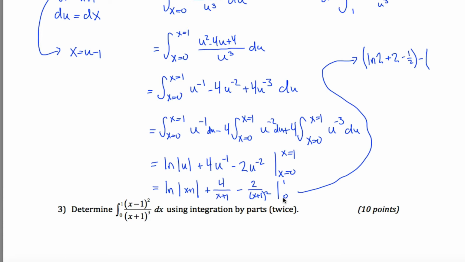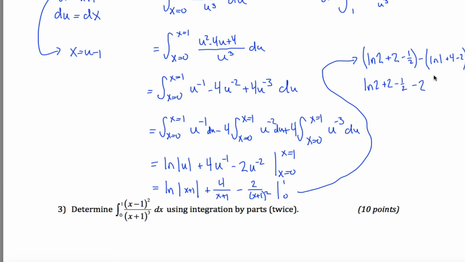And now what I'm going to do is plug in 0 everywhere. So I get the natural log of 1. I get, if I plug in 0 here, I would get a 4, because 4 over 0 plus 1 is just 4. If I plug in a 0 here, I'd get minus 2. So what does this equal? Well, let's see. Let's simplify a little bit. I get the natural log of 2 plus 2 minus 1/2 minus 2.